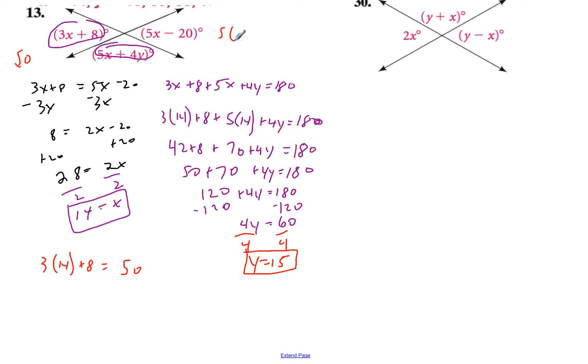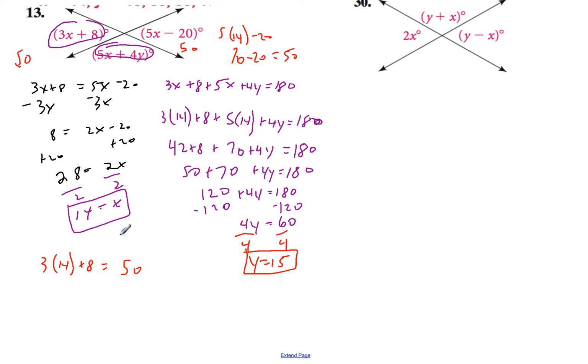So 5 times 14 minus 20. Well, 5 times 14 is 70, right? And 70 minus 20 is equal to 50, right? So this angle is also 50. That's a good sign. What should this angle be? If my math is correct, if x equals 14 and y is equal to 15, the measure of this angle should be 50's supplement, which is 130.